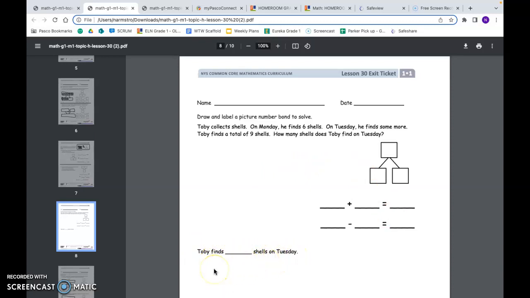Again, if you need to go back to hear the directions again or to see the example, go back to the beginning of the video.